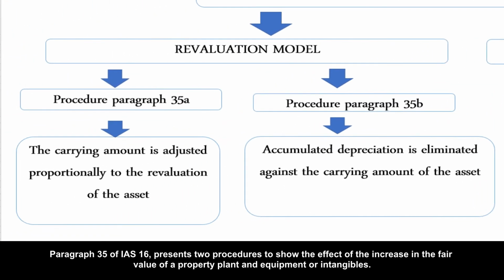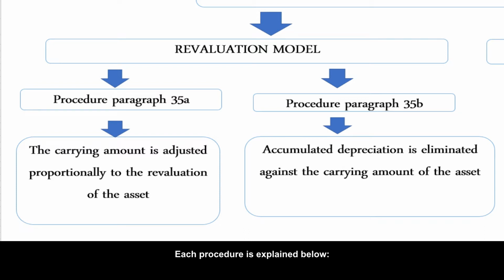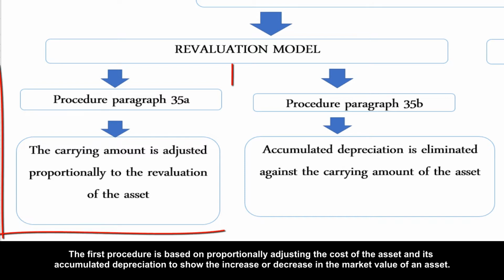Paragraph 35 of IAS 16 presents two procedures to show the effect of the increase in the fair value of a property, plant and equipment, or intangibles. Each procedure is explained below. The first procedure is based on proportionally adjusting the cost of the asset and its accumulated depreciation to show the increase or decrease in the market value of an asset.